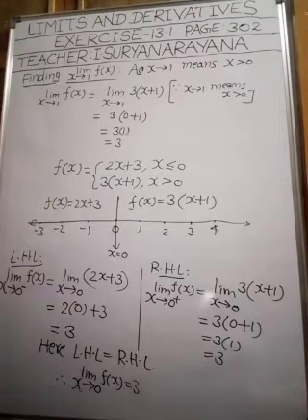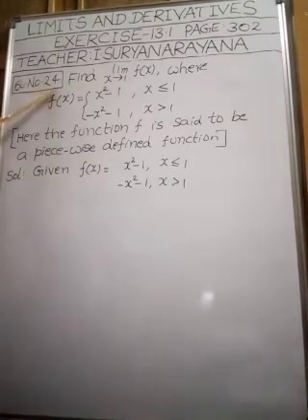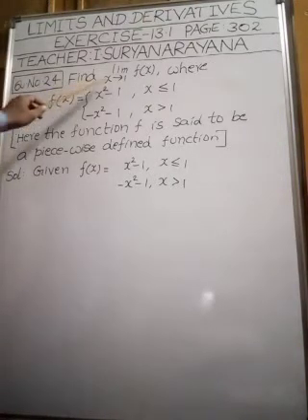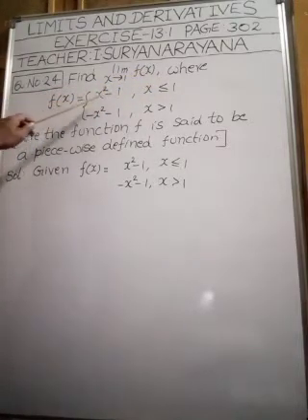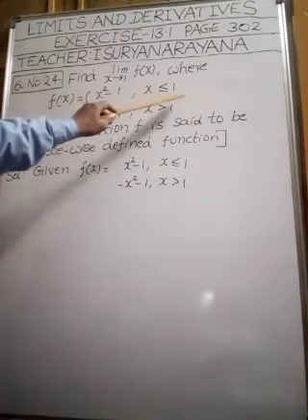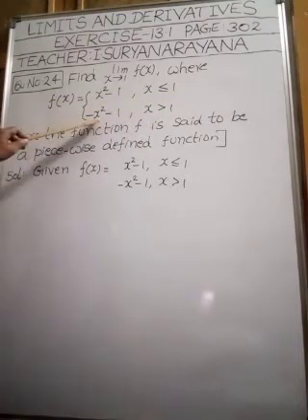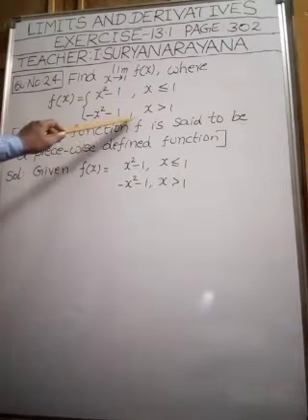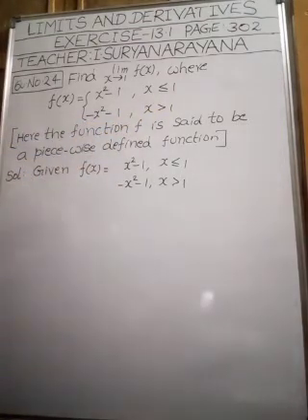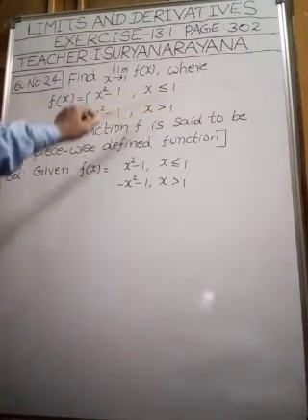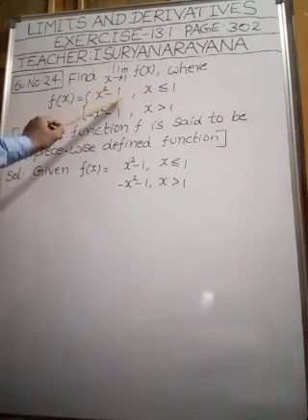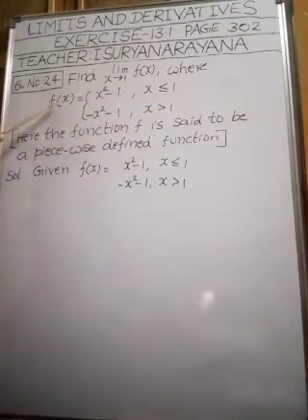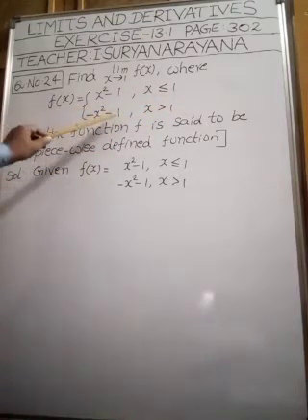Right. Come to question number 24. Next question. Find the limit of f of x as x tends to 1, where f of x is equal to x square minus 1 when x is less than or equal to 1, and f of x is equal to minus x square minus 1 when x is greater than 1. If you observe this function, here also the function is defined in two different intervals. If x is less than or equal to 1, f of x is defined as x square minus 1. If x is greater than 1, f of x is defined as minus x square minus 1.